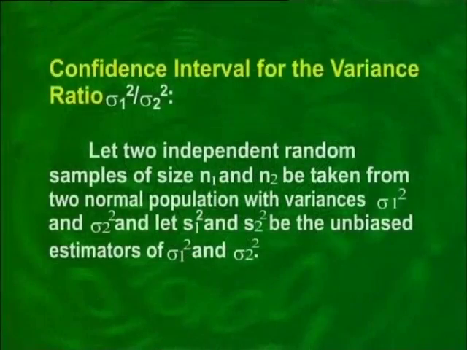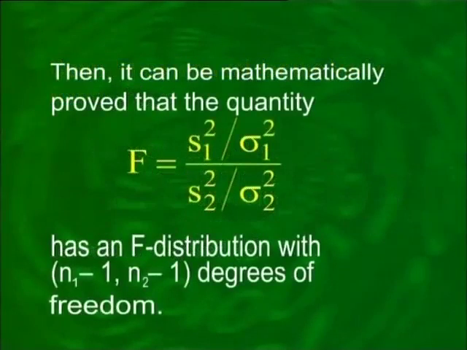As you now see on the slide, let two independent random samples of size n1 and n2 be taken from two normal populations with variances sigma 1 square and sigma 2 square. And let small s1 square and small s2 square be the unbiased estimators of sigma 1 square and sigma 2 square respectively. Then it can be mathematically proved that the quantity S1 square over sigma 1 square divided by S2 square over sigma 2 square has an F distribution with n1 minus 1, n2 minus 1 degrees of freedom.